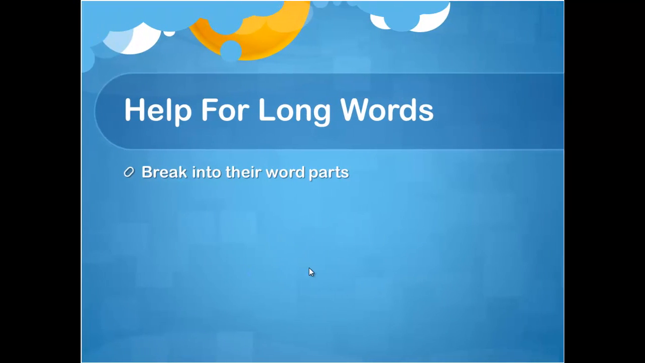Now, how does this help? Well, if you have a long word that you need to learn how to spell, you can break that longer word into its word parts. For instance, each of the spelling words this week is made up of a prefix, either a base word or a root word, and a suffix. So you can break each one of this week's words up into three parts to help you to learn how to spell it. Let's take a look at a few examples.